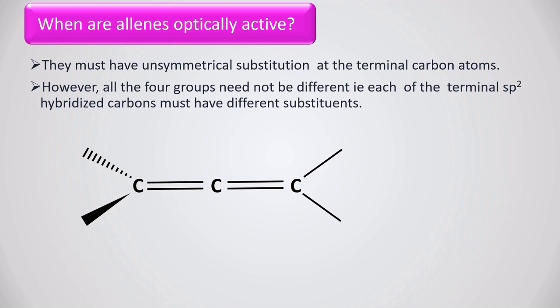Here, the carbon atom on the left hand side has different substituents, that is chlorine and hydrogen. Similarly, the right hand side sp2 hybridized carbon also has different substituents, that is hydrogen and chlorine. This is the basic criterion for an allene to exhibit optical activity. That is, the two terminal sp2 hybridized carbons must have different substituents.